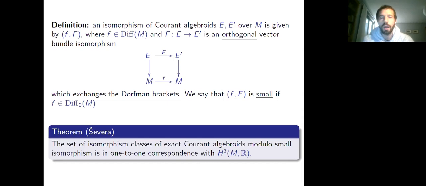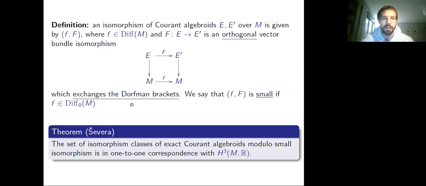So an isomorphism of Courant algebras, E and E prime over the same manifold M, is given by a pair (f, F), where small f is a diffeomorphism on the manifold, and big F is an orthogonal vector bundle isomorphism from E to E prime, which exchanges the Dorfman brackets. And then I'm going to say that this is small if little f is in the component of the identity for the diffeomorphism group. Okay.